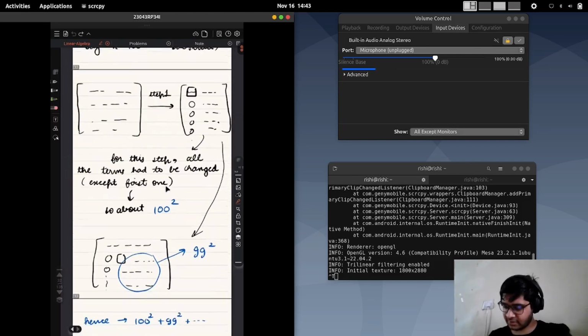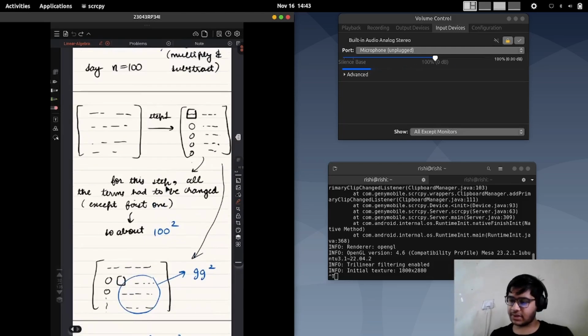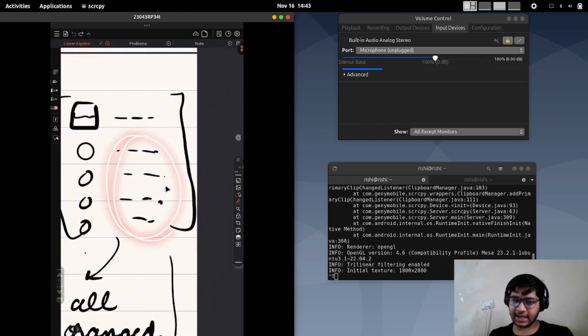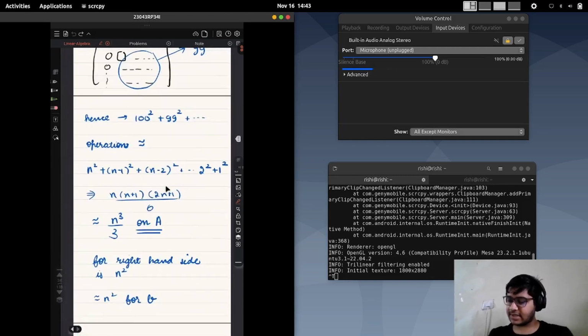So this would be approximately equal to 100 square minus 100. Basically it will be 100 square minus 100 if we go precise, but it is approximately equal to 100 square. When we are at the second step, because all of these elements are 0, we are only applying operations to these 99 square elements for the second elimination step. So similarly we will do this till we go to 1, and we will find this series.